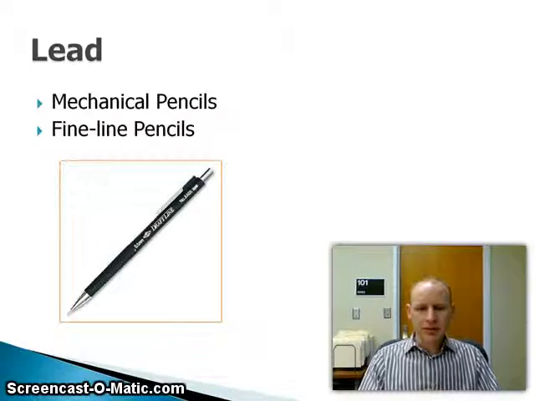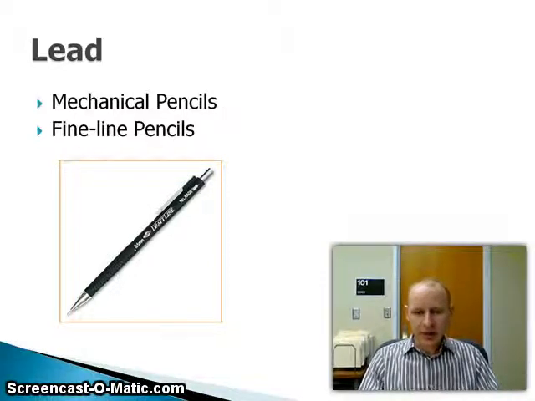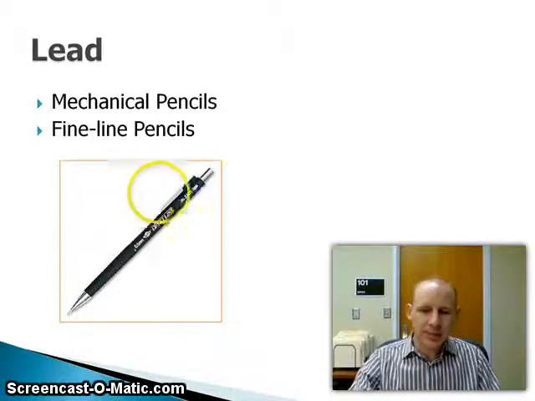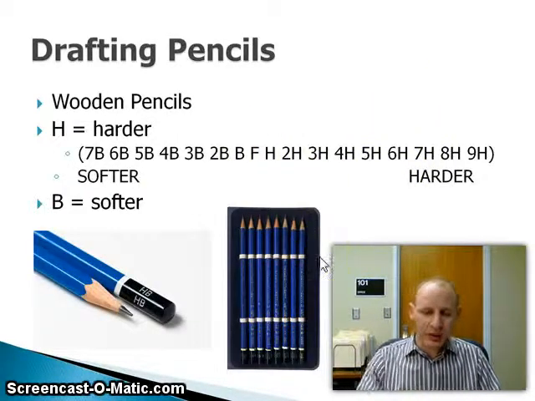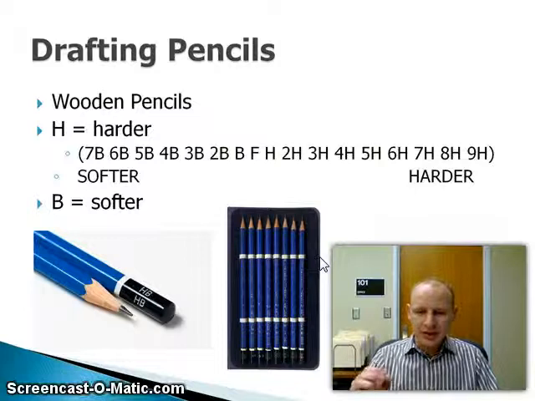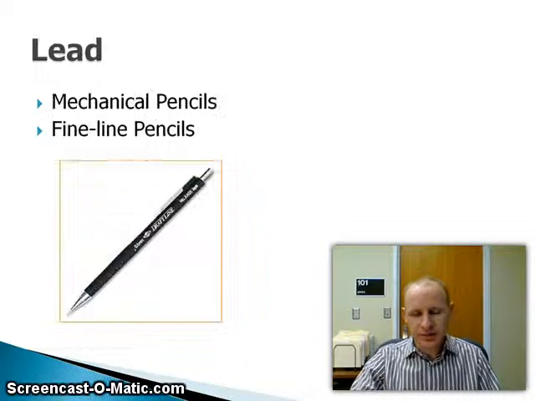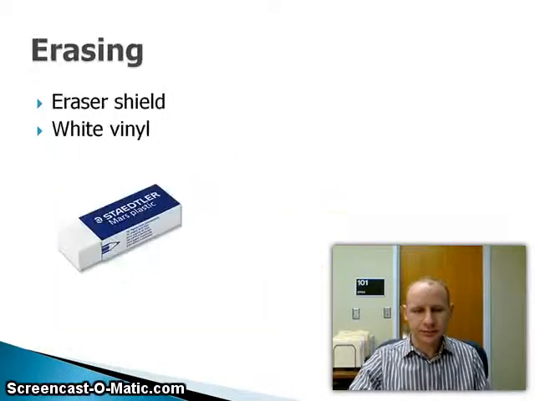But typically when we do drafting now, we'll have a 0.5 millimeter, a 0.7, and a 6H. So the 0.5 is kind of for our medium lines. The 0.7 is for our thicker, darker lines, but then it's still nice to have a 6H wooden pencil for our construction lines, again because it's a nice light line that we can erase easily. And those are the 3 pencils that we basically use today.